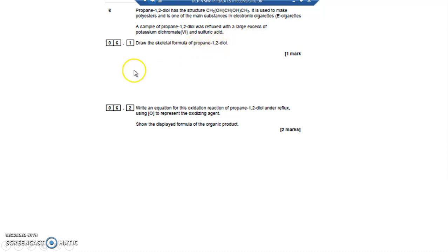1,2-diol. So at carbon number 1 you've got an OH, and at carbon number 2 you've got an OH. So it's going to look like this: 1, 2, 3 carbons in a line, and then an OH at carbon number 1, an OH at carbon number 2, and there's carbon number 3, and you've left off all the H's. You've not bothered drawing those in. That's the way that skeletal formula works.